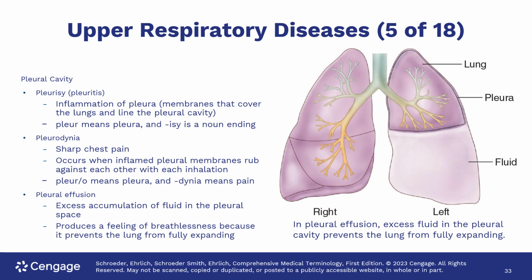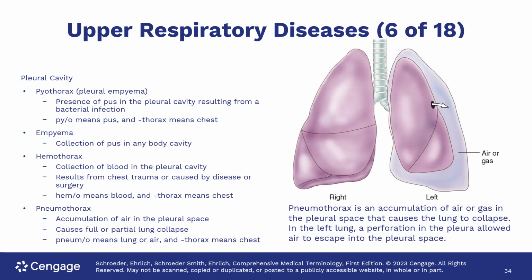Diseases of the pleural cavity are pleurisy, which is an inflammation of the pleura, which can also be called pleuritis. Exactly. Dynia is pain, so pleurodynia is pain that originates from the pleura, generally with pleuritis. Pleural effusion is fluid accumulation within the pleural space. It makes it hard to breathe because the lungs can't expand as freely. Other disorders of the pleural cavity are pyothorax. So pyo is pus in the pleural cavity.